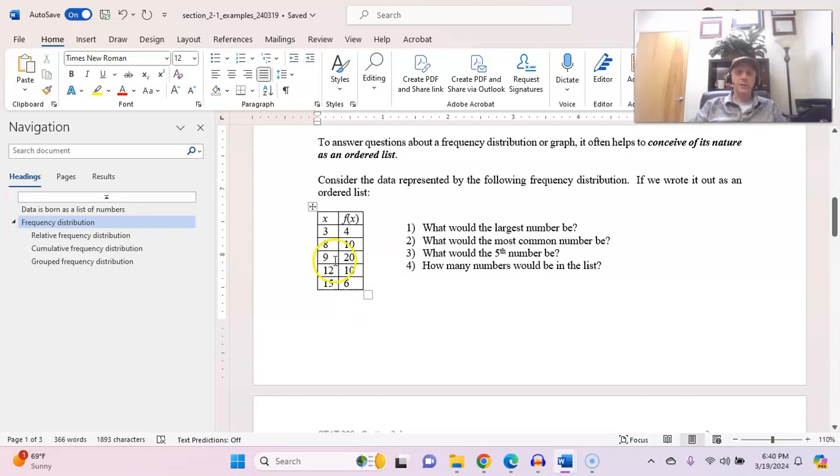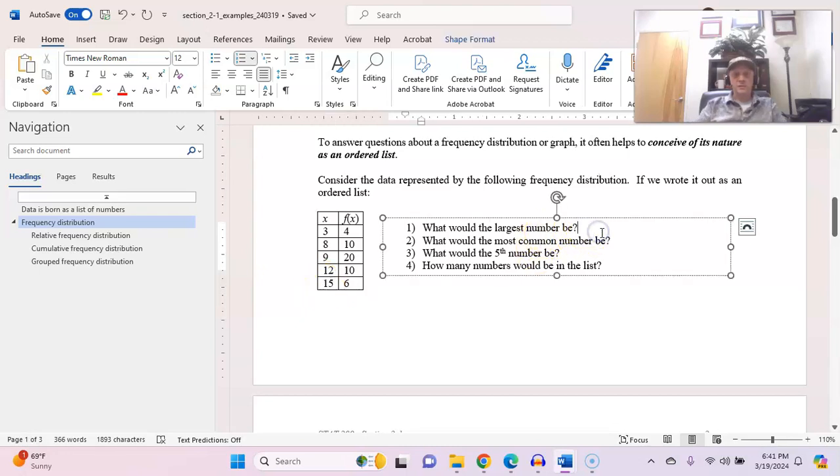20 is just telling us how many nines there are. So, you have to be able to look at these things and understand what they mean and not just see numbers. So, out of all the numbers that actually are in the list, 3, 8, 9, 12, and 15, the largest one is actually 15. So the correct answer here is not 20, it's 15.